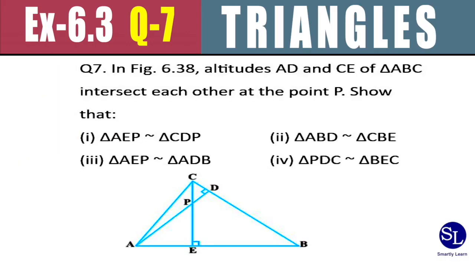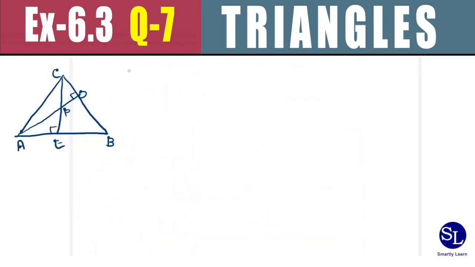Now, let us see what is given to us here. Altitudes AD and CE of triangle ABC intersect each other. So, when I write the given, I can directly say that AD is perpendicular to BC and CE is perpendicular to AB. So, this is given to us. So let's see how we're going to prove it.